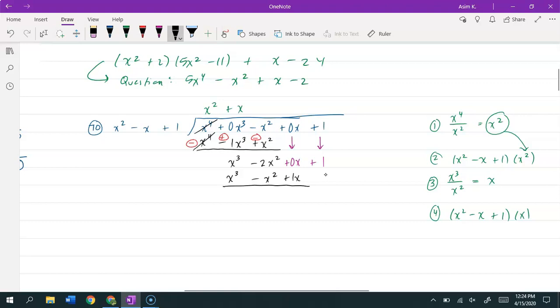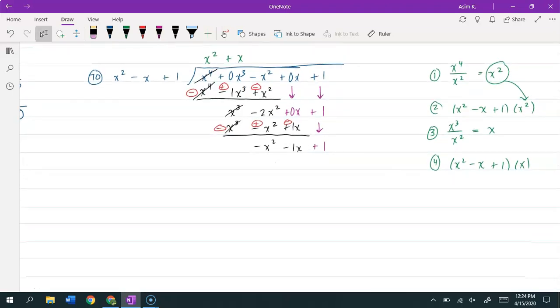Now, we repeat that algorithm. So everything here switches signs like that. And then you expect that the x cubes will cancel out, and they do. Then you have negative 2x squared plus x squared, which gives you negative x squared, right? And then you have 0x minus 1x, so that gives you minus 1x. And then you still have a remainder, and that remainder is a plus 1. So you repeat the algorithm a third time, right?